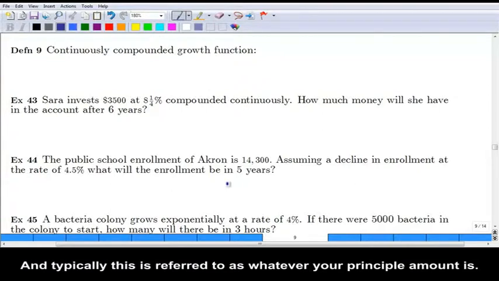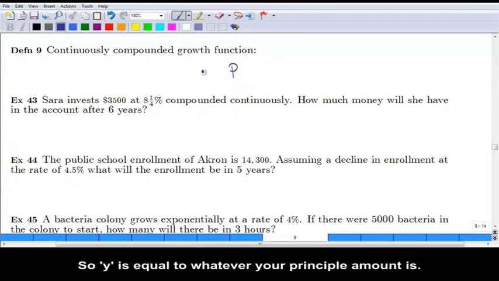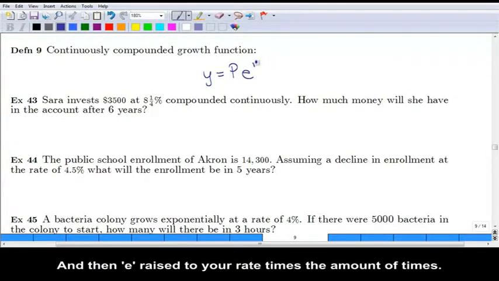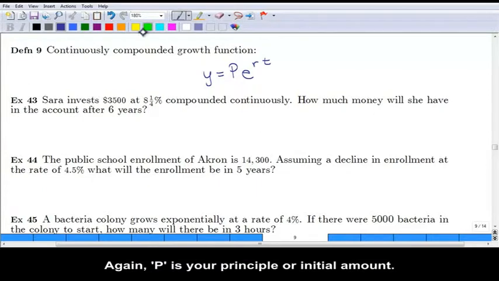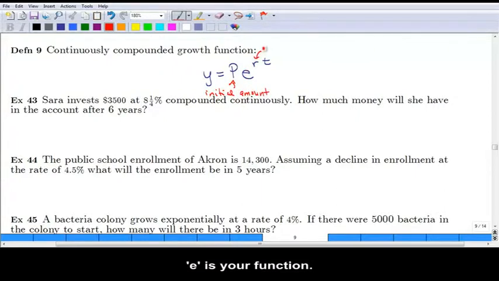Typically this is written as y equals your principal amount, times e raised to your rate times the amount of time. Some people remember this as PERT. P is your principal or initial amount, E is your function, R is your rate, and T is time. So again, this is rate per time.